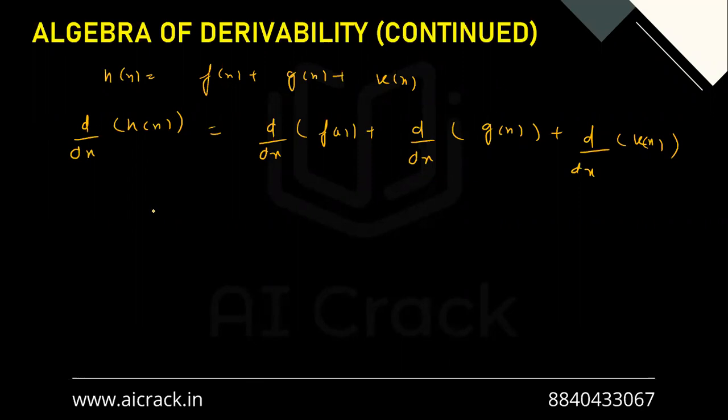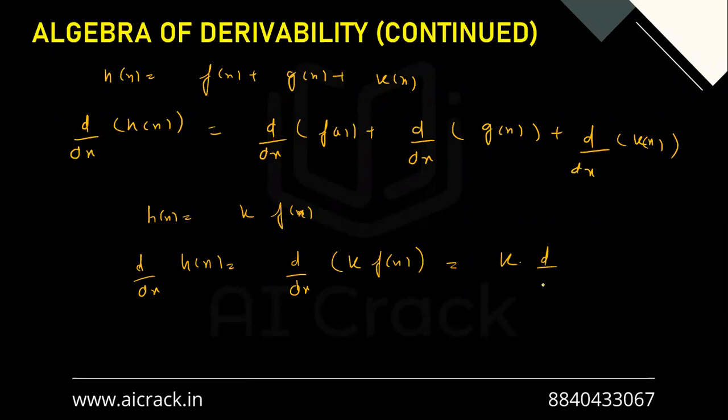So now talking about the next property. Let's say we have a function h(x) equals k times f(x). Now, if you want to find d by dx of h(x), that would be d by dx of k times f(x). That would be k times d by dx of f(x). So basically the constant number comes out. This is also very intuitive. You can just use the first principle to derive it. Otherwise, you can just remember it, since it's very intuitive to bring the constant outside.